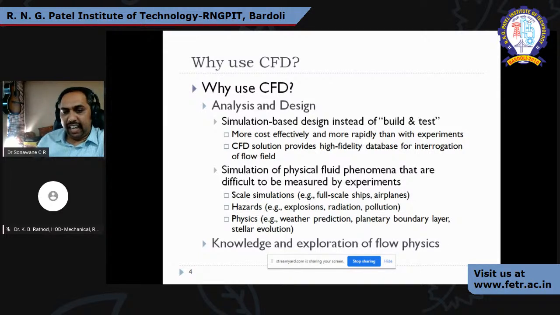Then we can have physics like weather predictions, planetary boundary layers, then stellar evolution. For weather prediction, a huge amount of area needs to be tested. Say, for example, just recently we had the Nisarga cyclone hit Maharashtra and Gujarat. How it is going to move ahead, whether it will go to Maharashtra, to Gujarat, or to some northern part of, say, Pakistan, predicting this kind of model is quite tough. You would need to test all those things if you go experimental, so it's really impossible. So what we do is we try to predict the flow conditions using CFD simulations.